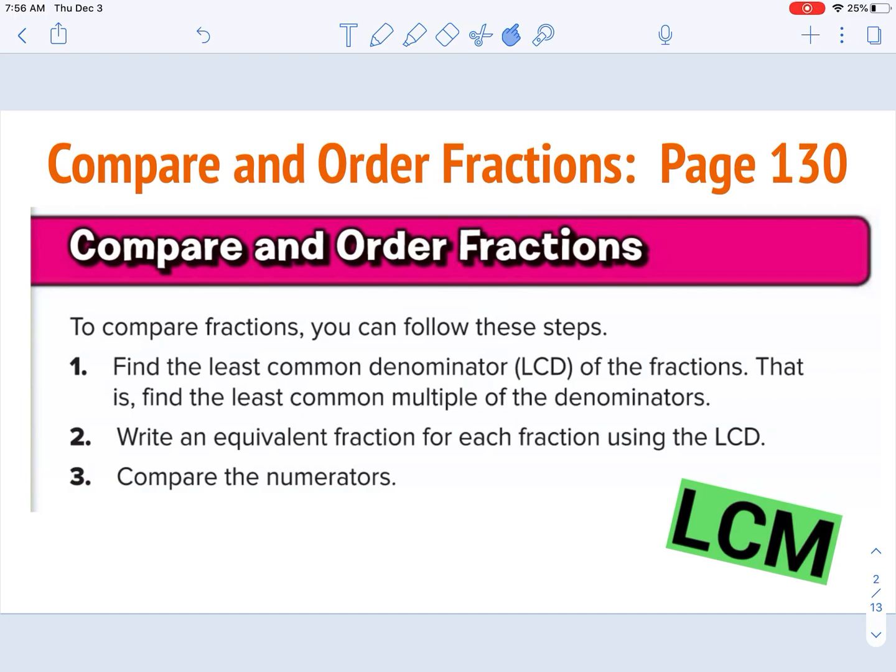So when you want to compare and order fractions, you are going to first find the least common denominator of the fractions. We will talk more about that when I show you some examples. And that is finding the least common multiple of the denominators, the smallest number that they both go into. Then you write an equivalent fraction for each fraction using that least common denominator, and then you compare the numerators to see which one is bigger.